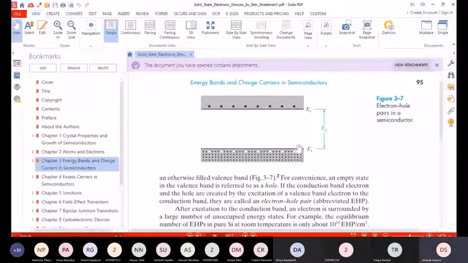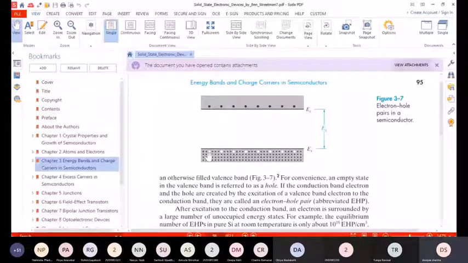So next we saw the formation of holes, how the holes are generated, right? As I said, whenever the electrons present in the valence band gain some energy and jump into the conduction band, there is some vacancy created in the valence band. That vacancy itself is called a hole.